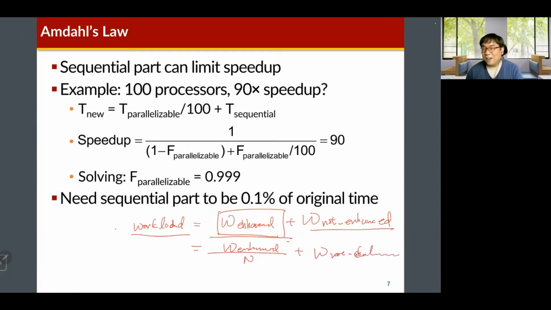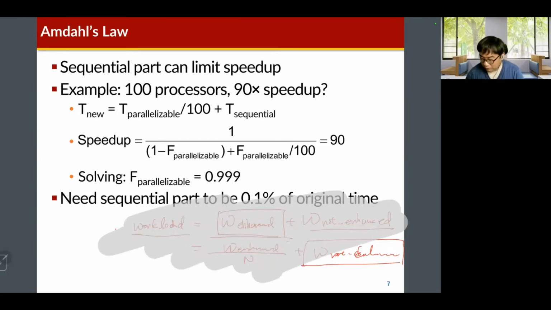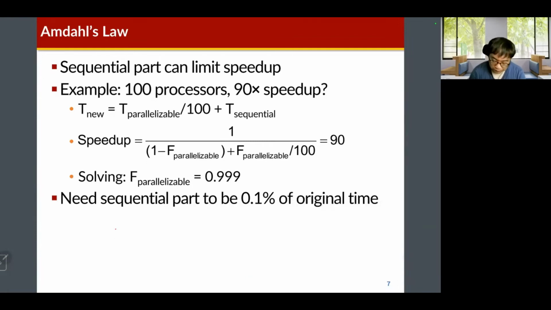Okay. So this is actually Amdahl's law, and Amdahl's law says that the limitation of the overall performance improvement is restricted by this part, right? And this Amdahl's law can also be applied to parallel architecture. So let's think about Amdahl's law in the parallel architecture.